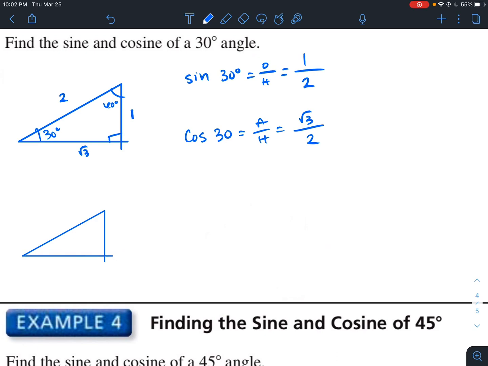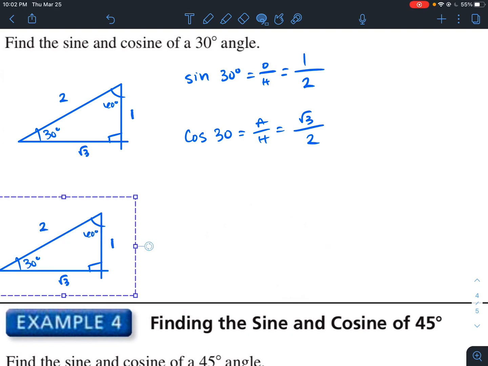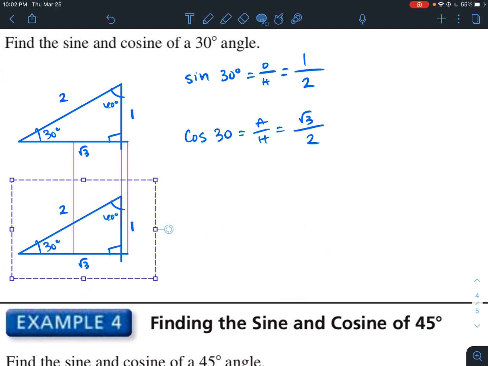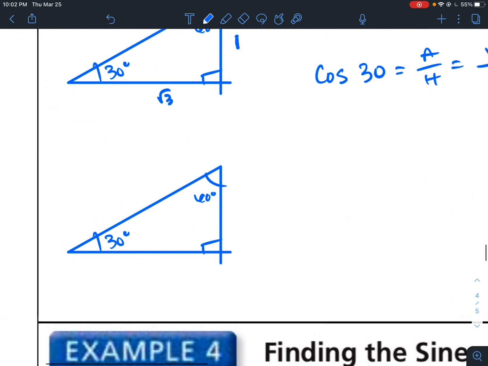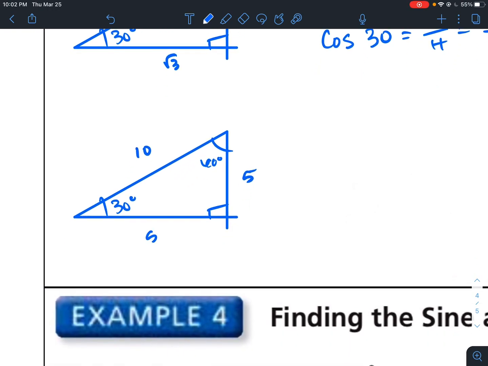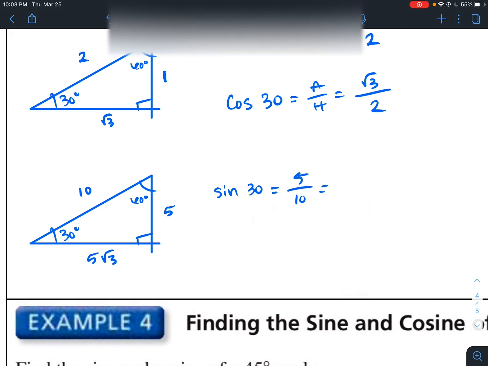So let's say that I have another 30, 60, 90 triangle. But instead of saying that these are the side lengths, let's say I have a side length of 5. Now, knowing what we know from 9.3, this side length would have to be 10, and this side length would have to be 5 times the square root of 3. So if I ask you to find the sine of angle 30, this would be equal to 5 over 10. But this ratio just reduces to 1/2, right?